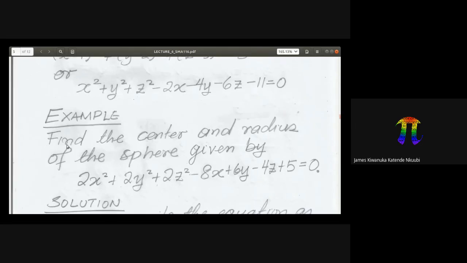So now here is a question for you. Find the center and radius of the sphere given by this equation.